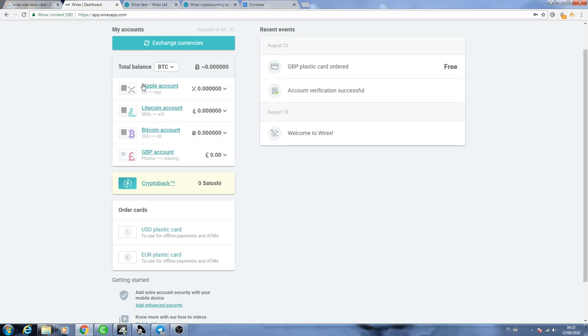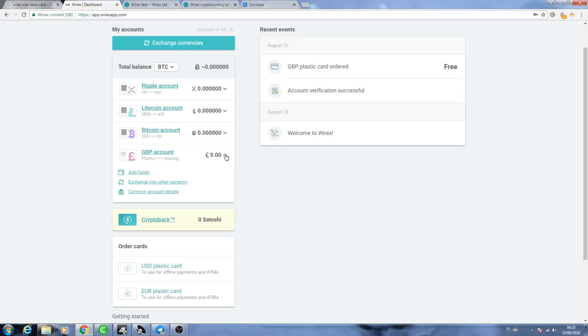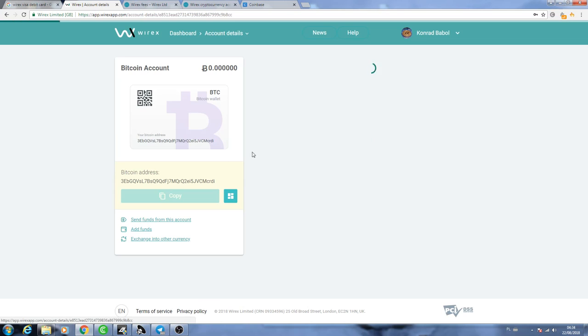So there are three cryptocurrency accounts and one currency you choose from, three of them: British pounds, US dollars, and euro. I chose British pounds because I live in the UK. So with this card, I'll be able to actually enjoy my bitcoins or other cryptocurrencies, hopefully, because you can send them here.